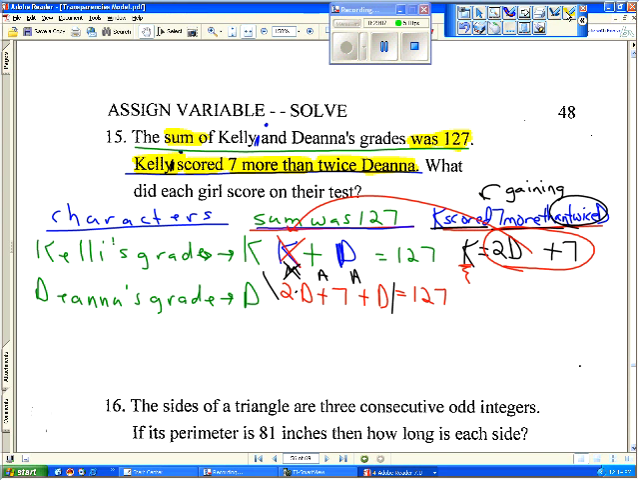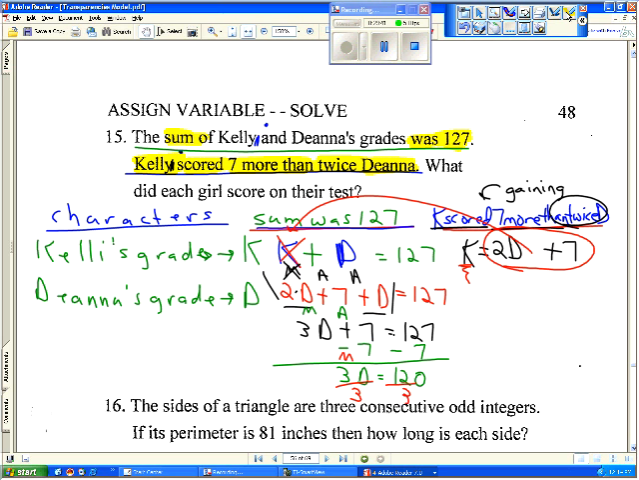I go to addition and subtraction. When I get to addition and subtraction, I look for, do I find like terms? Yes, 2D and D. What's D and another one? 3 of them. 3 of those little D's plus 7 equal 127. Can I do anything to simplify? Nope. Variables on both sides? Nope. Time to undo. I'm going to undo addition first by subtraction. We get 3D equal 120. Undo multiplication by division. And we get Deanna made a 40.